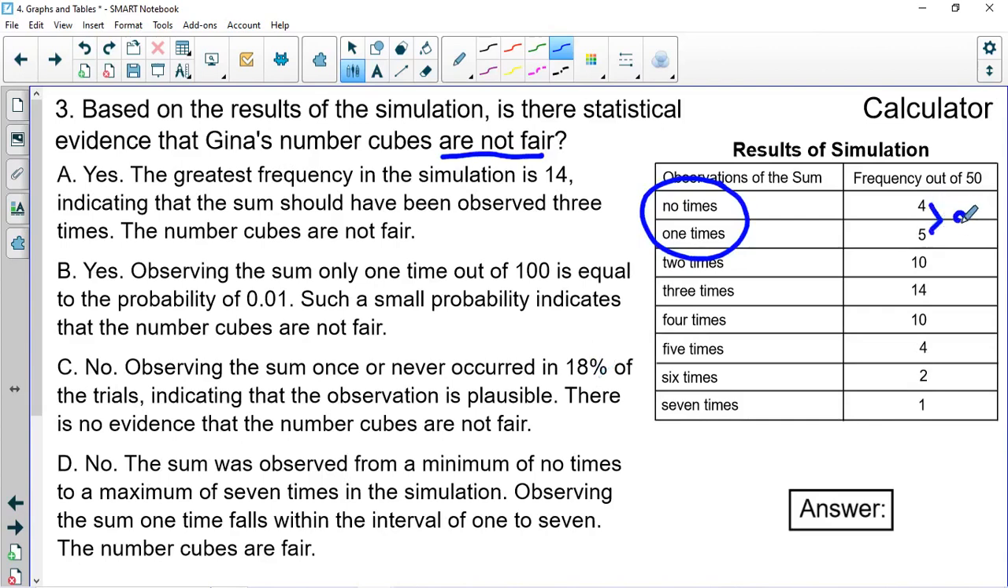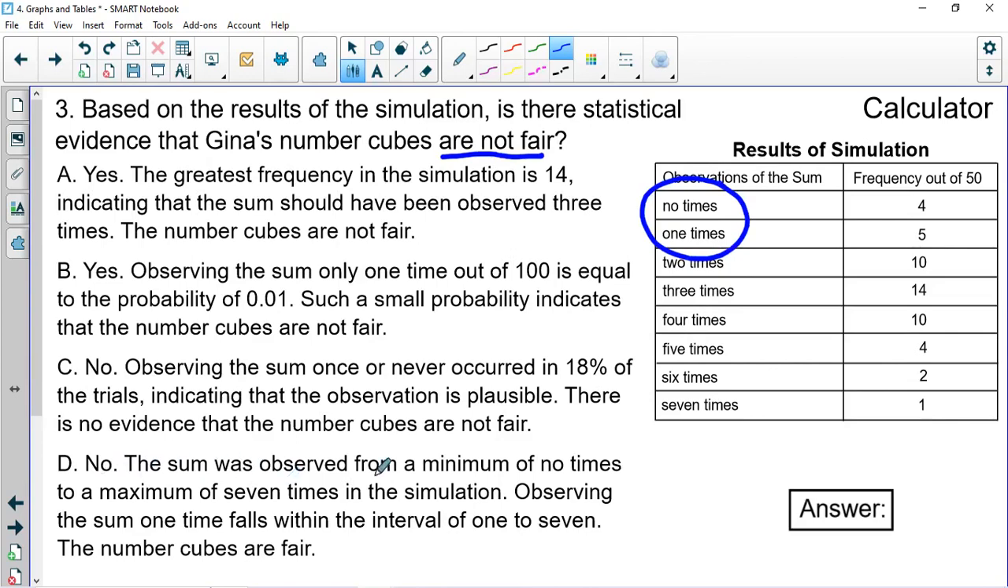So if we add those together, we get 9, and 9 out of 50, that would be 18%. Because if we double 50 to get to a denominator of 100, we double 9 and we get to 18. But again, they're doing that calculation for us. So even if we weren't sure exactly how to figure that out, they gave us the number. And it says indicating that the observation is plausible. And I really like that phrase because in 4 of the trials, we didn't see the sum at all, and in 5 of the trials, we saw it happen only once. Then yeah, it seems reasonable that if we rolled the dice 100 times, we might only see that sum of 2 come up once. Maybe it's not really likely to happen, but it's certainly possible. So choice C sounds pretty good, but let's take a look at D just to be sure.